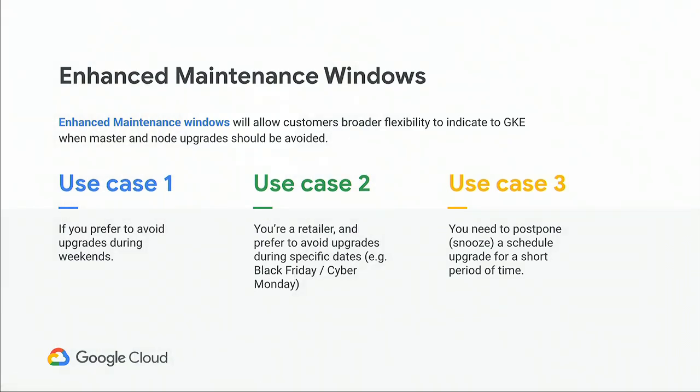The other thing we are going to do as an alpha feature coming up from product is enhanced maintenance windows, which we just spoke about. Right now with maintenance windows, you can specify 4 hours in a day that we will respect, and we'll trigger maintenance events only in these 4 hours. But we do hear from other customers that there are other use cases they want us to support. For example, if you prefer to avoid upgrades during weekends because you are a gaming company and most of your traffic is during the weekend, you will be able to use enhanced maintenance windows and set the specific days that you want us to avoid those upgrades or maintenance events.